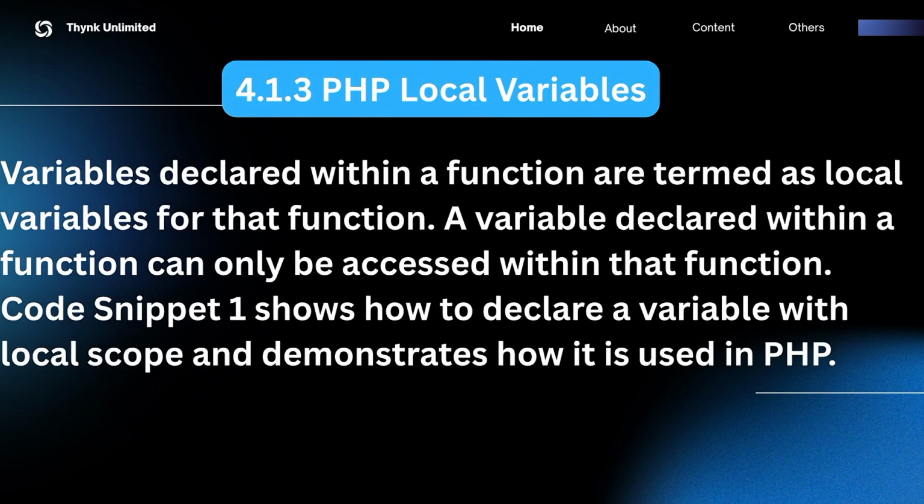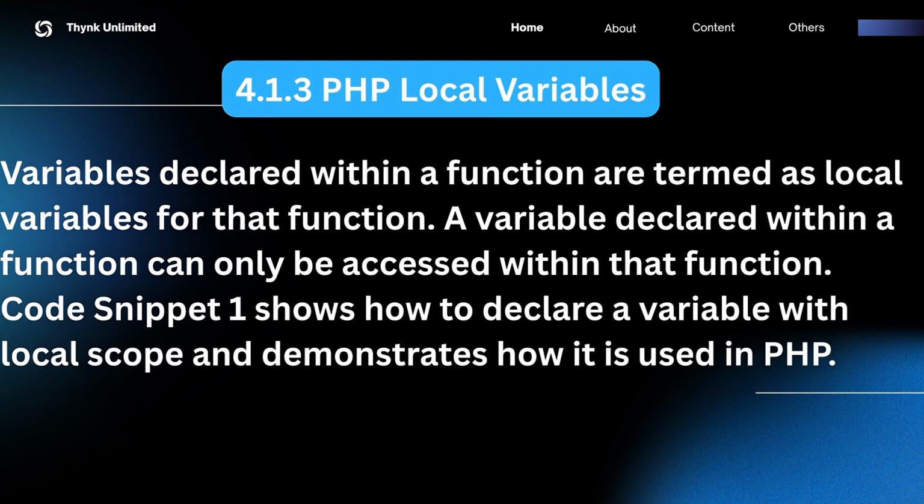In PHP, local variables are variables that are declared inside a function. These variables can only be used within that function and are not accessible from outside of it. In other words, their scope is limited to the block of code where they are defined. When the function starts running, PHP creates the local variable and assigns it a value. Once the function finishes executing, the variable is automatically destroyed and its value is lost.